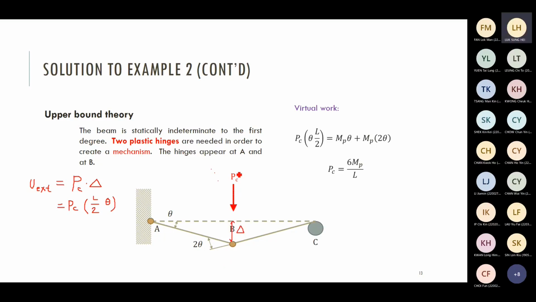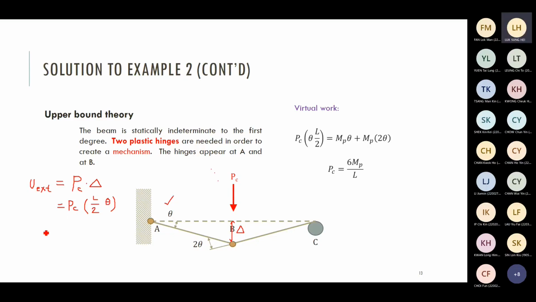When you apply upper bound theorem, you don't need to know the exact value of the rotation, because we can't calculate it. You can simply let them be some symbol. Normally, I use theta, alpha, beta, this kind of Greek symbol. Finally, the symbol theta will be eliminated in the equation, so that value is not important. Work done due to external work is equal to PL over 2 theta.